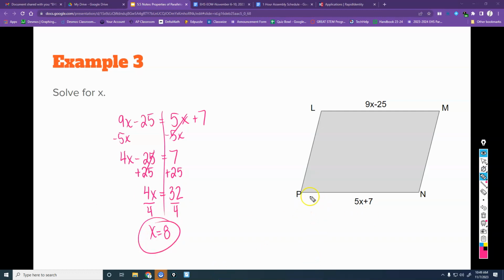Now, it can ask you for something like the length of PN, and then you would have to plug that number back in for that. Okay, questions?